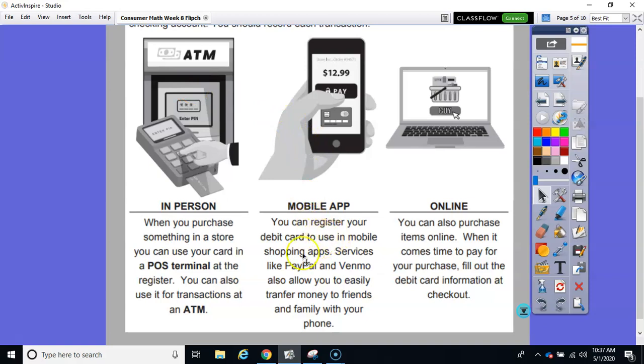You can register your debit card to use in mobile shopping apps. Services like PayPal and Venmo also allow you to easily transfer money to friends and family using your phone. So there's tons of apps out there where you can pay, do online shopping, or transfer money to friends and family through your phone. And then online, you can purchase items. When it comes time to pay for your purchase, fill out the debit card information at checkout.